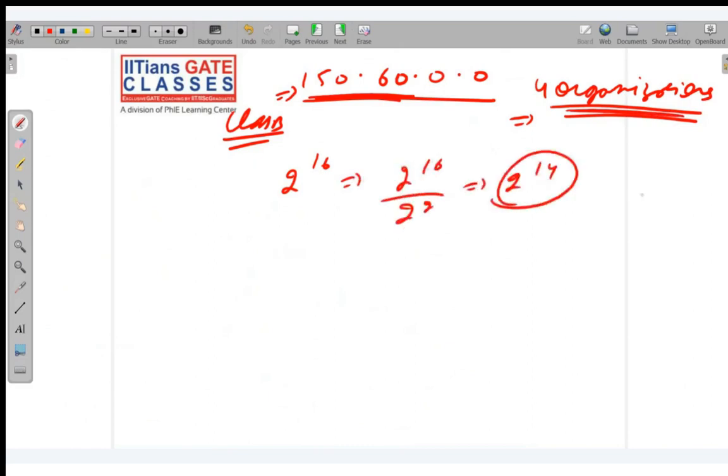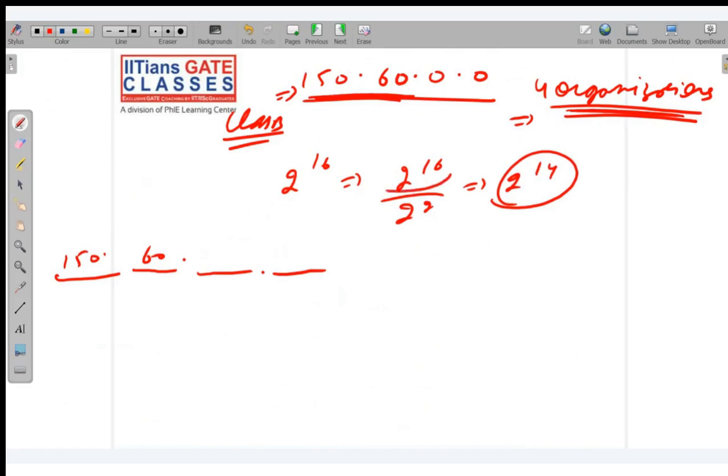So 2 power 14 means 14 zeros to 14 ones. You just try to imagine this thing. 14 zeros to 14 ones, that is 2 power 14. So how will we solve it? The first octet 150, you will never touch it. The second octet 60, you will never touch it. The story starts with the third and fourth octets. Here in total we have 16 zeros to 16 ones, that is 2 power 16.